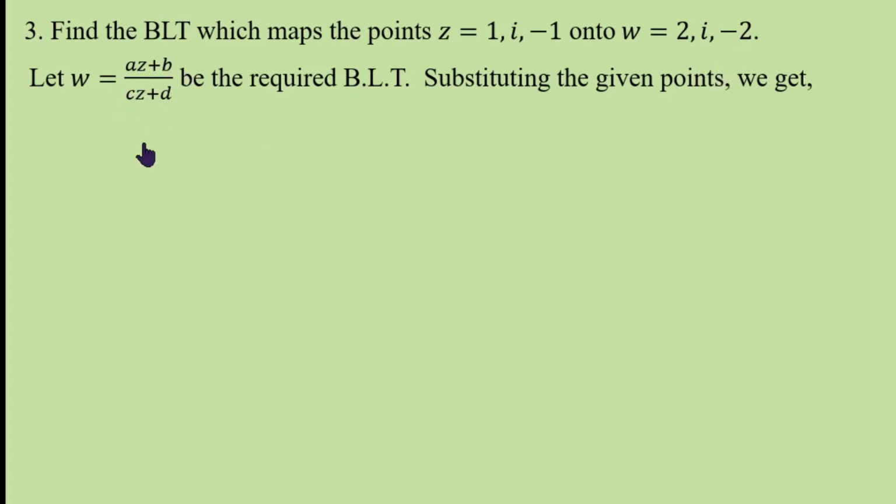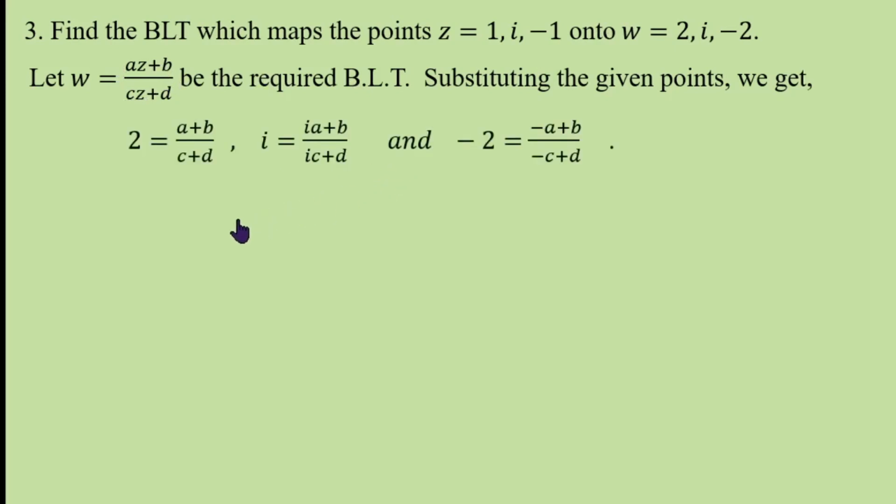And one more is minus 2 equals (minus 1 into a plus b, that is minus a plus b) by (minus c plus d). So 2 equals (a plus b) by (c plus d) because z is 1 and w is 2. And i equals (ia plus b) by (ic plus d) for z equal to i, and minus 2 equals (minus a plus b) by (minus c plus d). So it's very simple, just substituting the set of values of w and z, and you get three equations.